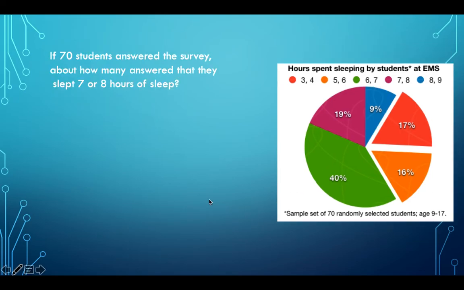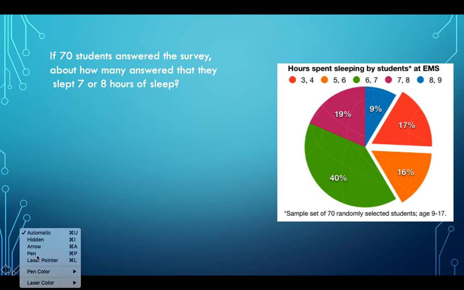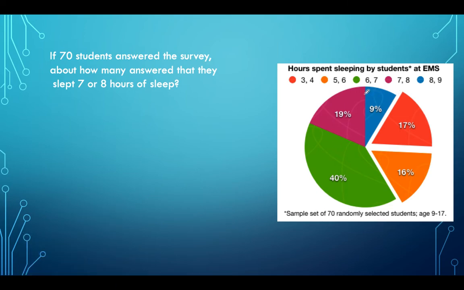If 70 students answered the survey, about how many answered that they slept 7 or 8 hours of sleep? So again, we look, 7 or 8 hours would be this, I don't know what color that is, burgundy almost. So 19% slept 7 or 8 hours a day. I guess that's not bad.